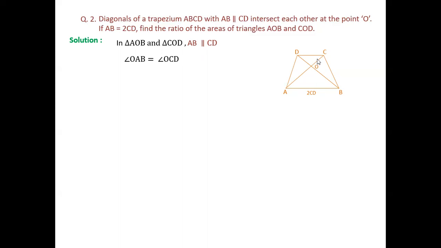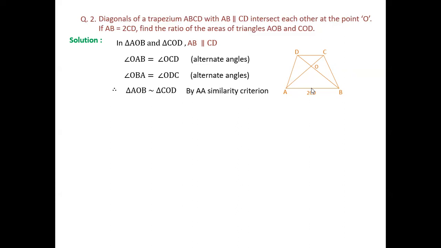These two angles are equal. Why? Because they are alternate angles. Similarly, this angle and this angle should be equal, that is angle OBA is also equal to ODC. Why? Again, they are alternate angles. So these two angles are equal to these two angles of this triangle. That means these two triangles are similar. Therefore, triangle AOB is similar to triangle COD. By which rule? By AA similarity criteria.